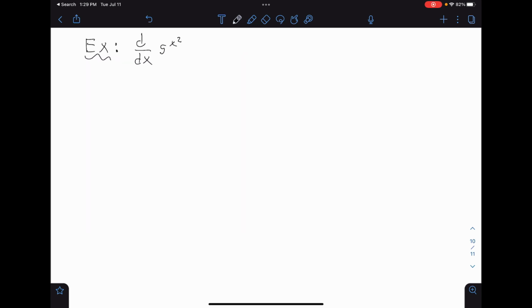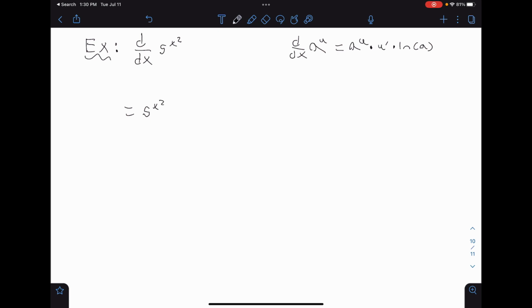What if I gave you the derivative of 5 to the power of x squared? Now let's remember, this is not the power rule, and we're going to use the a to the u rule, which is the derivative of a to the u is equal to a to the u times u prime times ln of a. So in this case, a to the u is 5 to the x squared. So we just immediately write that down, and then we need to multiply it by the derivative of u.